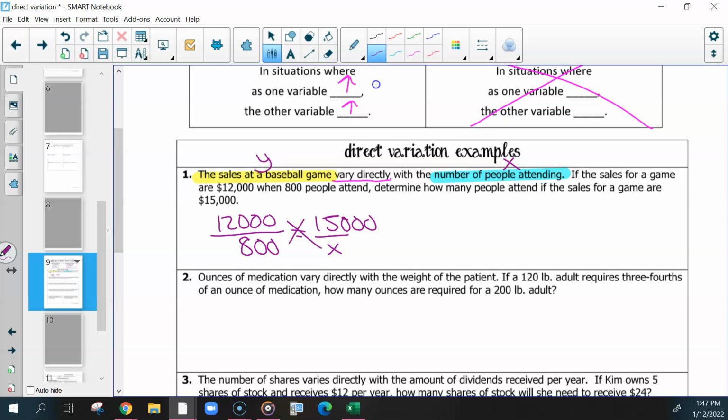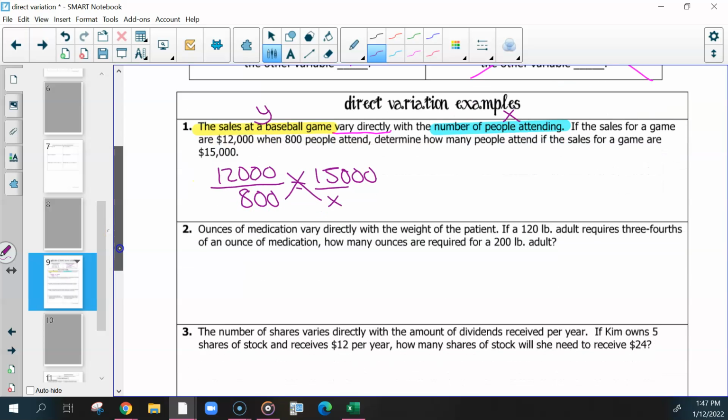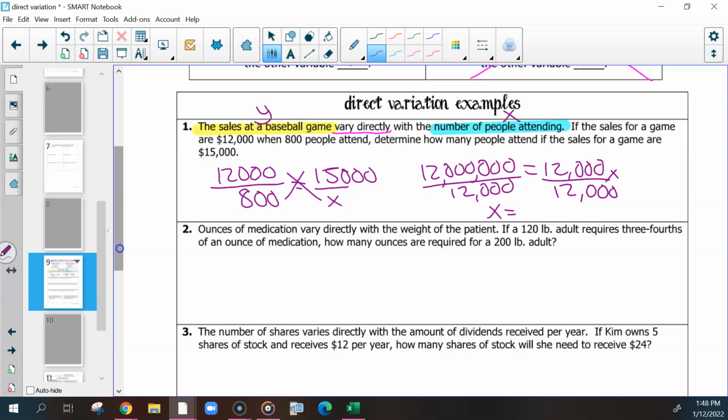So now we can cross multiply. I don't know what this is off the top of my head. Someone multiply 800 and 15,000 and tell me what that is. 12 million. Yes. And then if we divide both sides by 12,000, someone tell me what that is. Yes. It's 1,000.